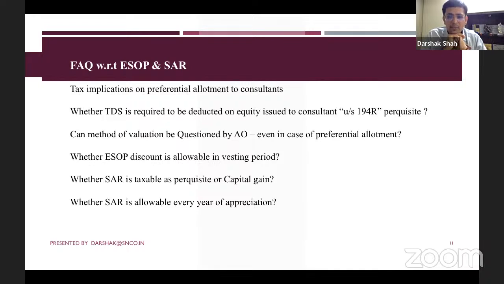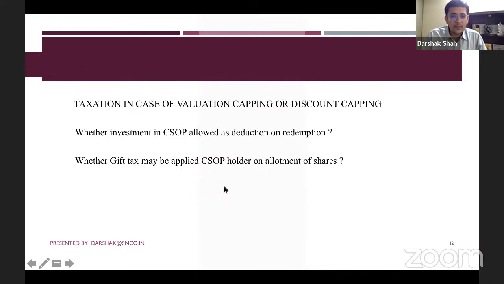Whether SAR is allowable every year on appreciation, the answer is yes, because every year there is a provision which is happening, and that is something which is committed to the employees, and therefore it is a certain liability and not an uncertain liability, and therefore that should be allowed as an expenditure.